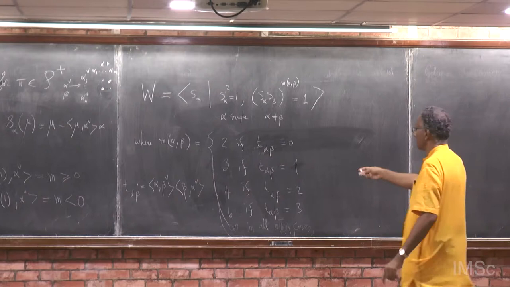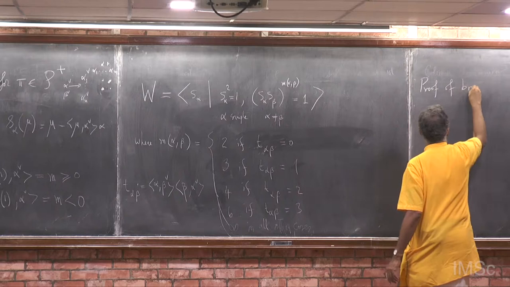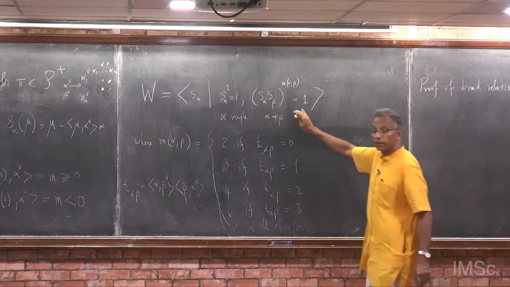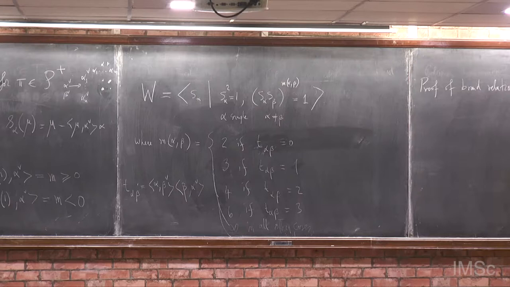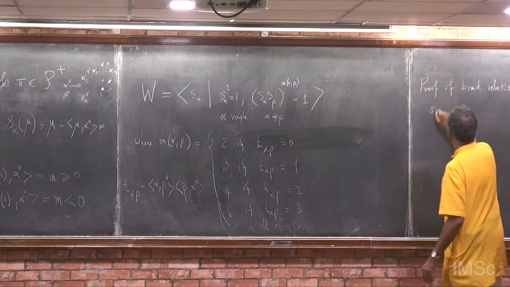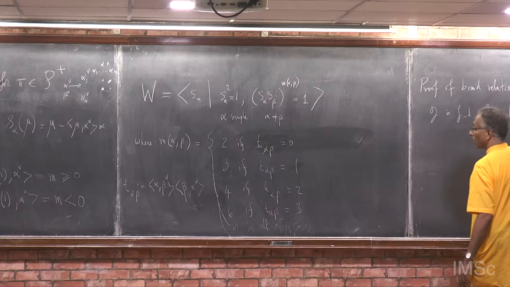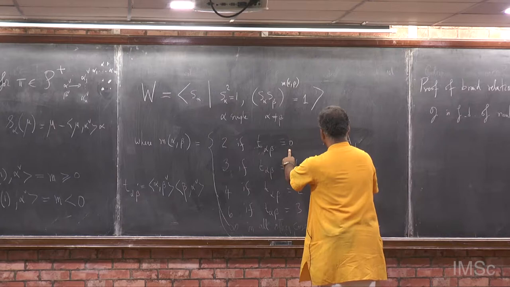So, proof of braid relations. These are called the braid relations, and this reduces to the case when G is finite dimensional of rank 2. So for example, here it is A1 cross A1, here it is A2, here it is B2, and here it is G2.